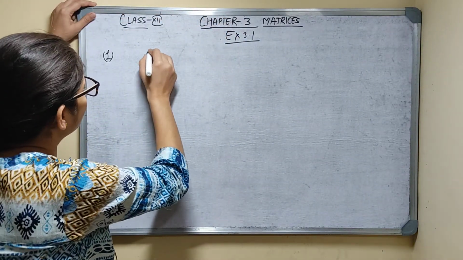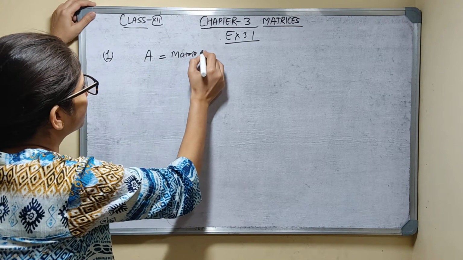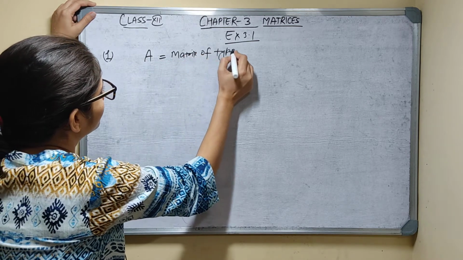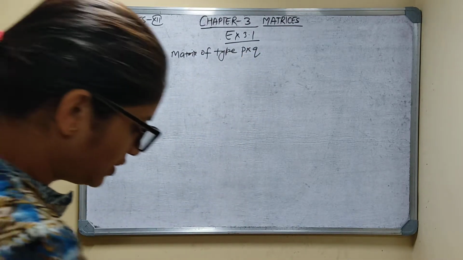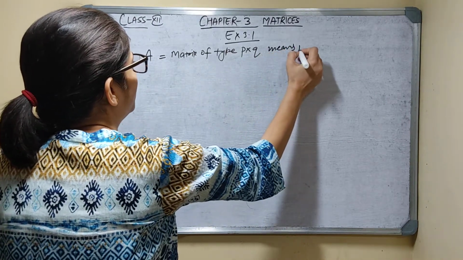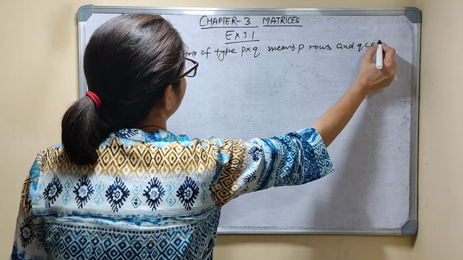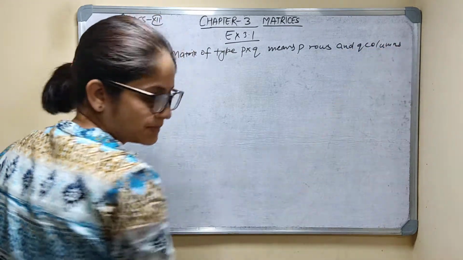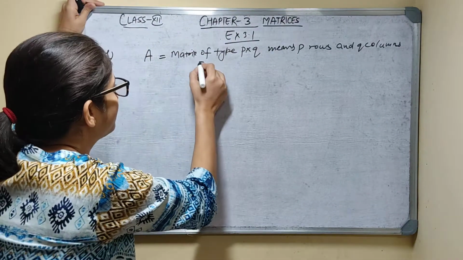A is a matrix of type P into Q, which means a matrix with P rows and Q columns. R is a row of A. Let's say this is the matrix A.